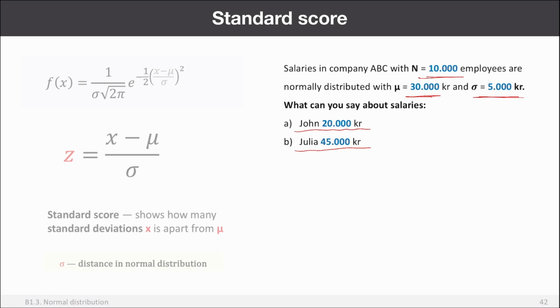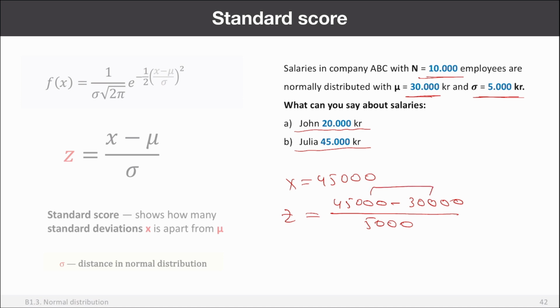Now let's talk about Julia's salary, right? In this case, x is equal to 45,000. So the z-score for Julia's salary is 45,000 minus 30,000 divided by 5,000. Yeah? This is 15 divided by 5, which will be plus 3, right?